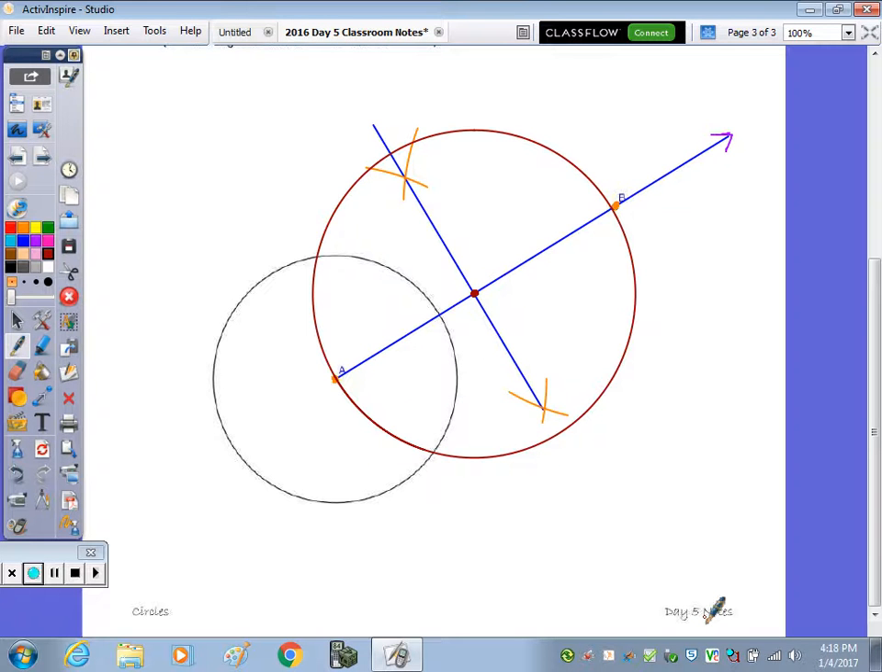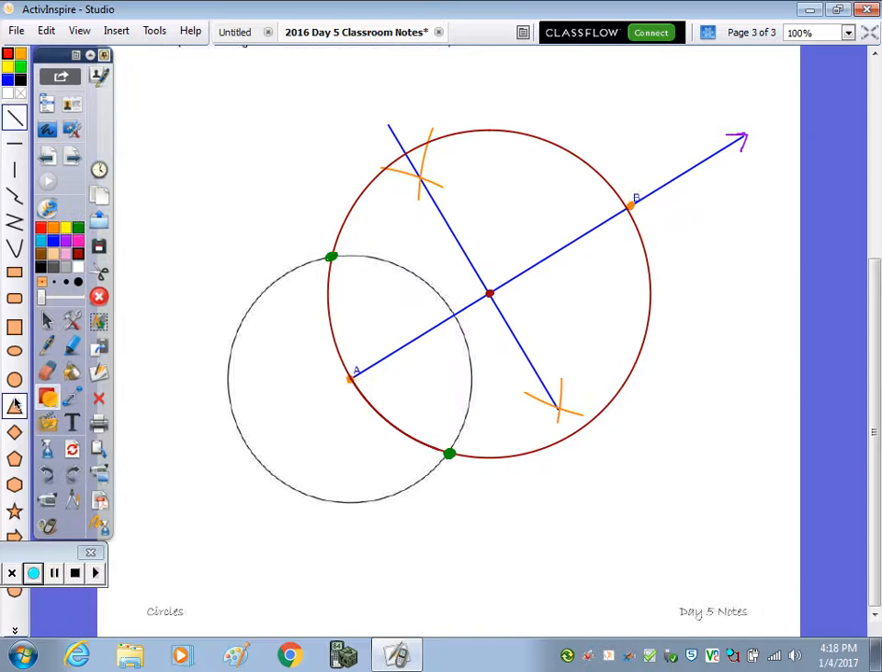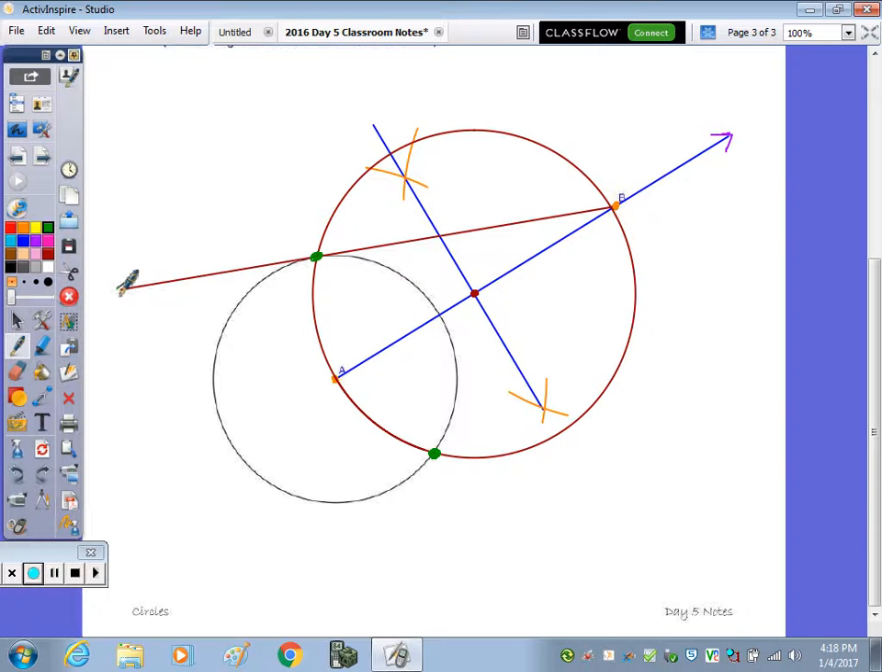That circle intersects the given circle at this point here and this point there. So drawing either of those two lines, I'm going to draw this line here from B through this point. This line is tangent to the circle, and I'll explain why.